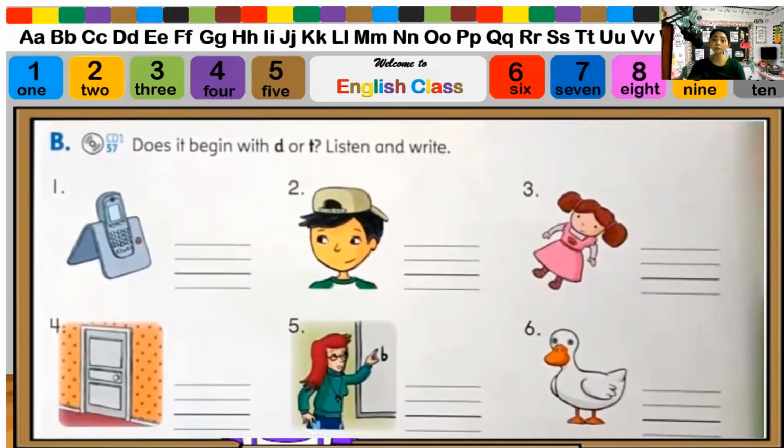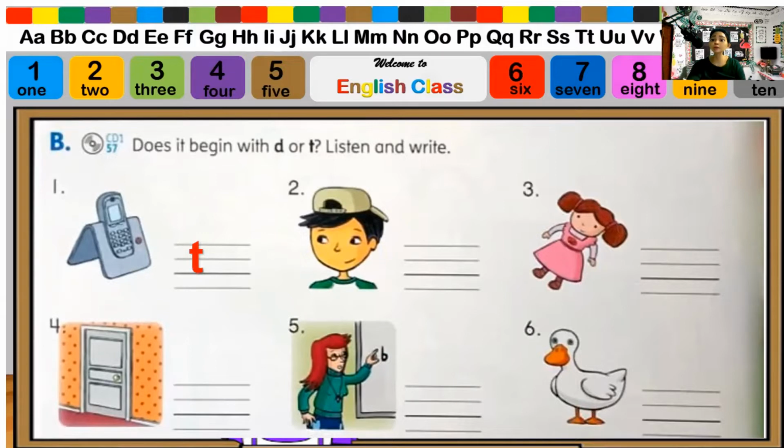Okay, so tell me if it's D or T. Does it begin with D or T? You have to listen carefully. First word is telephone. Telephone. Is it T or D? Good job. It's letter T.